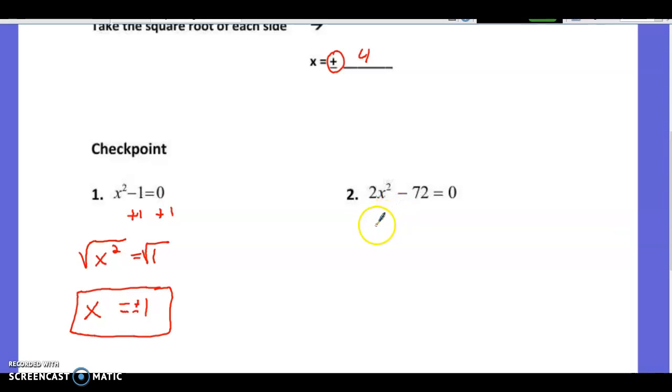All right, if I come over here, 2x squared minus 72 equals 0. So we add 72 to both sides. I get 2x squared equals 72. So your next step is dividing by 2. That gets our x squared isolated.